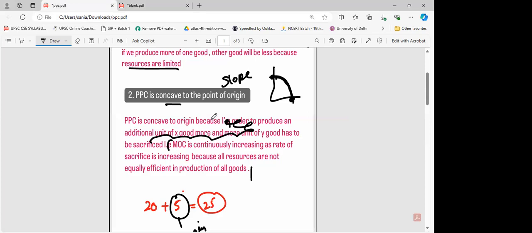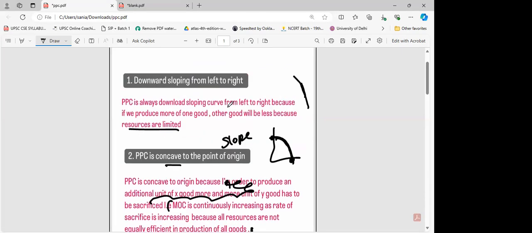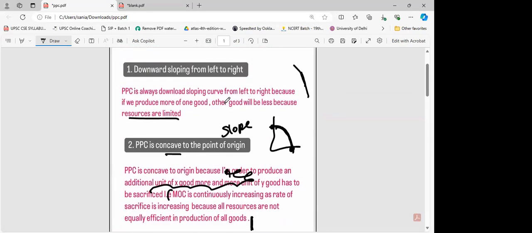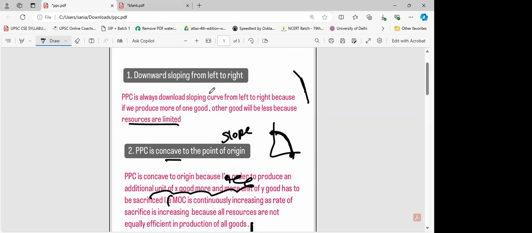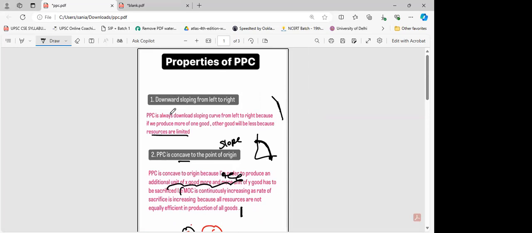So PPC is concave to the origin because MOC is continuously increasing as the rate of sacrifice is increasing, because all resources are not equally efficient in production of all goods. So you can't say that you are sacrificing 10 goods just to produce one, because they are not equally efficient. That's why it is concave to the origin. If the question comes that PPC is always concave to the origin, the answer would be no. It is not always, but this is like most of the time. It can be convex also. It can be a straight line also. But there is a reason that I'll tell you. But these are the properties. If anybody asks you what are the properties of PPC, these two are the properties. Clear? From here till here, you don't have to write.